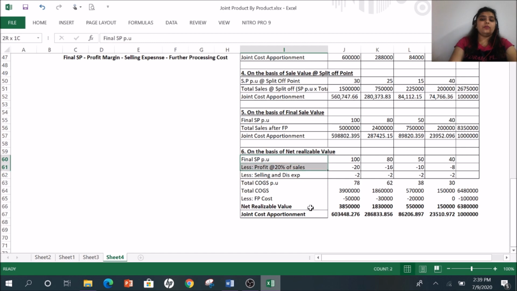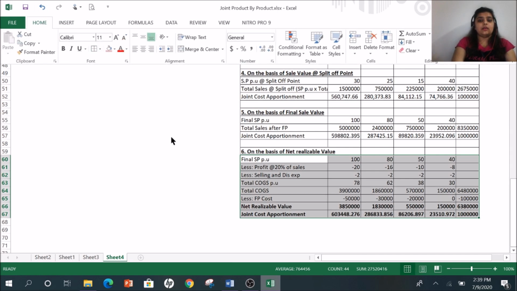So I hope you have understood all the methods. These are the 5 methods on the basis of which we are going to distribute our cost.